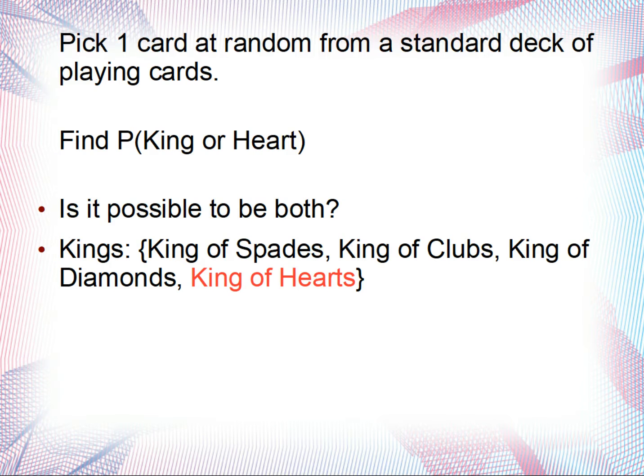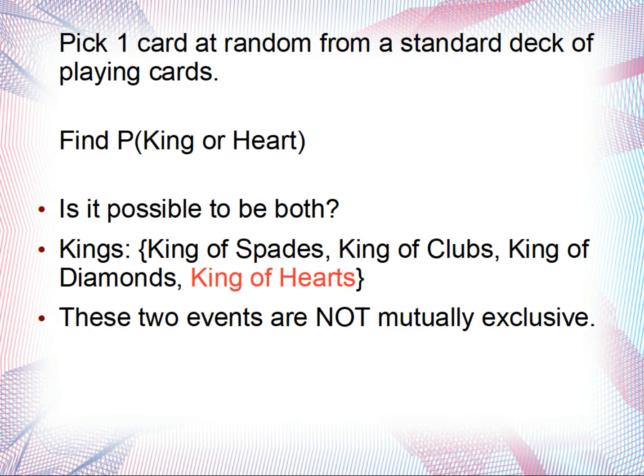Well, if we list all the kings, we have the king of spades, the king of clubs, the king of diamonds, and the king of hearts. So yes, it is possible to get a card that is simultaneously a king and a heart. So these two events are not mutually exclusive, which means we cannot use the rule.